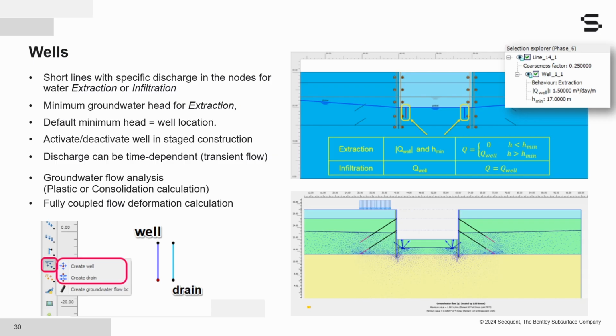In the example that you see here on the right, we see an excavation with two vertical lines representing the wells, for which we have defined an extraction rate. So if we run a groundwater flow calculation, Plaxis will calculate what the lowering of the water table will be based on the extraction that we have given.